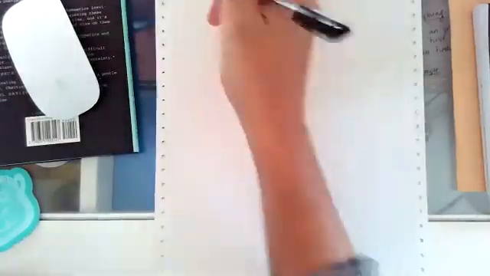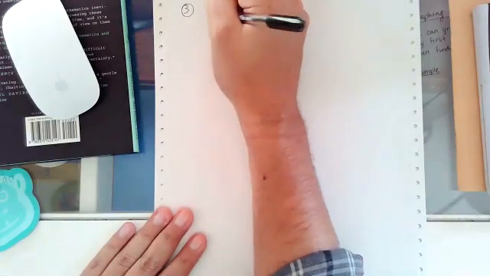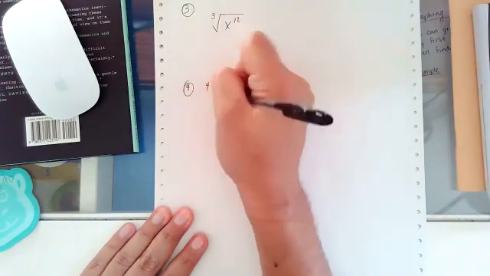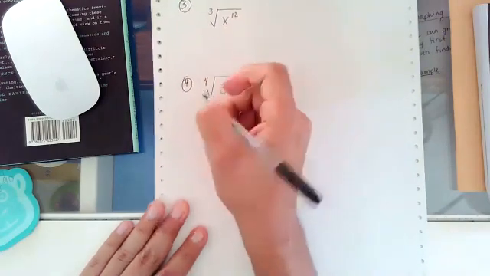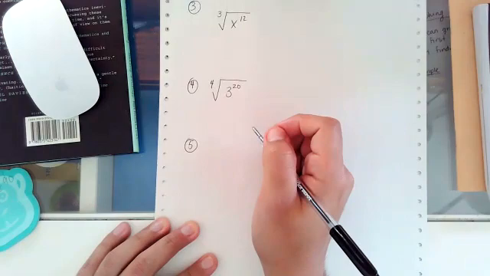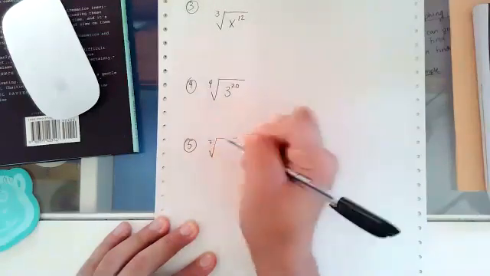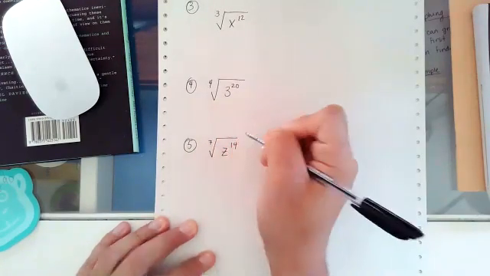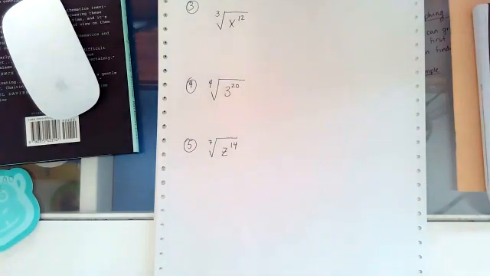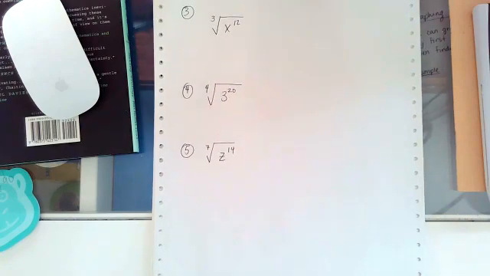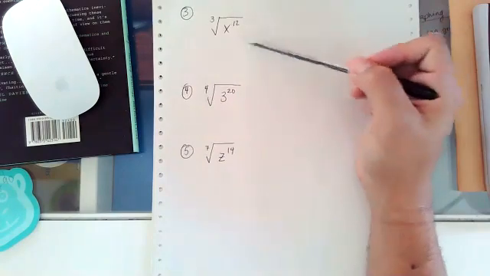Okay, let me give you a set that you guys can work. Here we go. Let's do the cube root of x to the 12, the 4th root of 3 to the 20th, and the 7th root of z to the 14th power. Does anybody want to walk us through this first one?